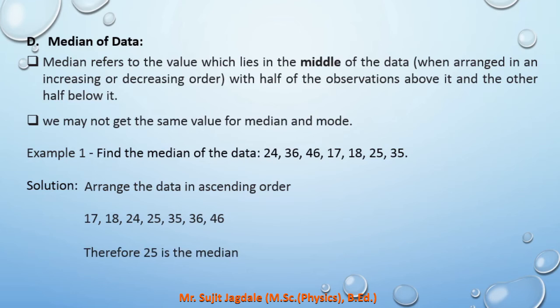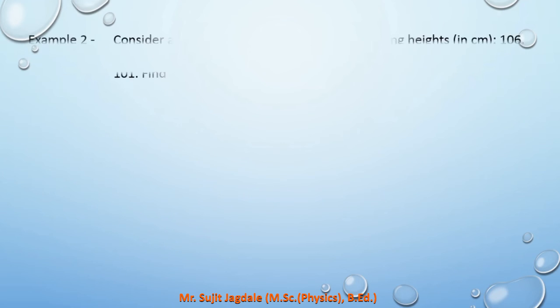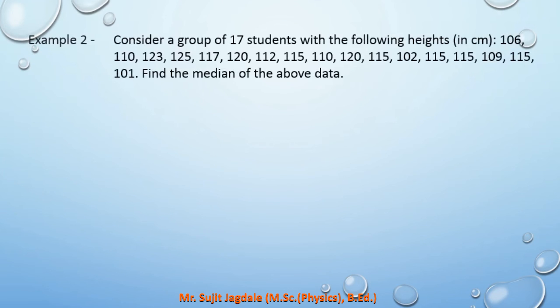Now the next example we can take. Similarly, we can solve the second example. Here how many students are there? 17. Consider a group of 17 students with the following heights in centimeters. So heights are given and we have to find out the median. So the total number of observations here is 17.